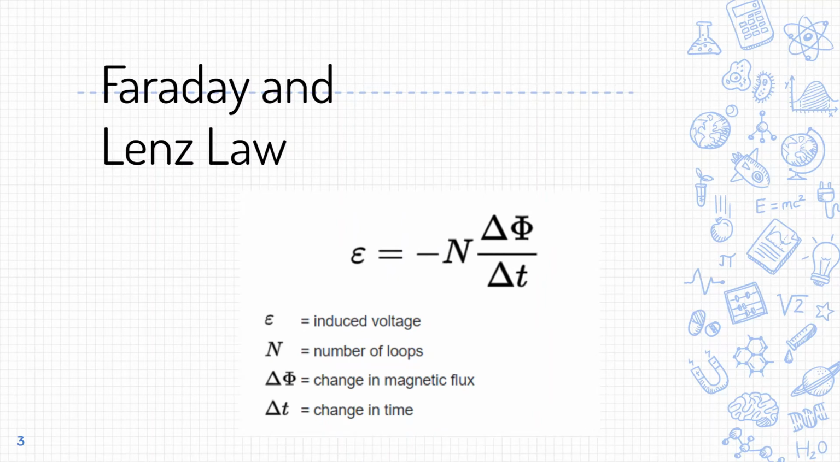Faraday's law of induction explains that when a conducting coil is in proximity of a time-changing magnetic field or magnetic flux, a voltage is induced in such a coil. The negative in Faraday's law can be attributed to Lenz's law.